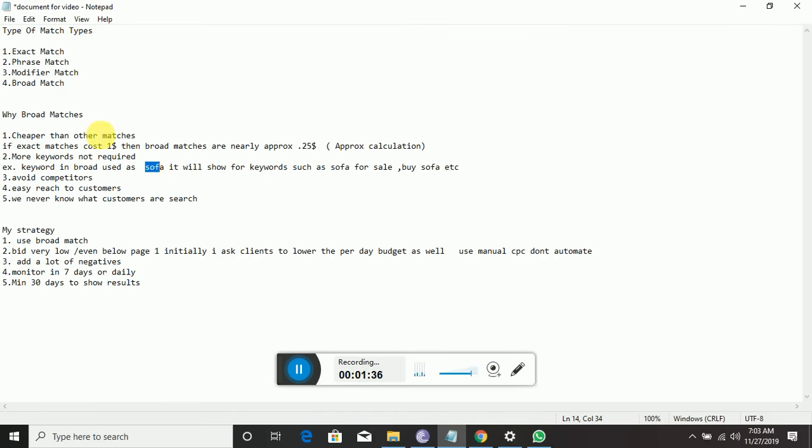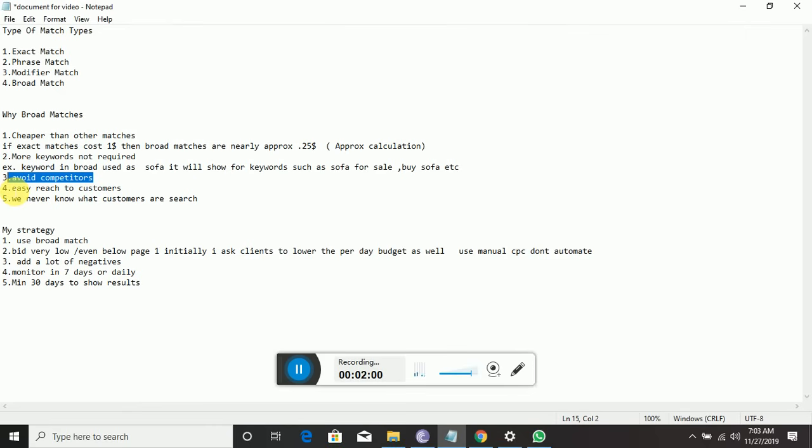One more thing is that when you use broad match, you can avoid your competitors, because nowadays more and more competitors are clicking on your ads. They are even hiring agencies and freelancers to click on your ads, so that your budget gets exhausted very quickly. No matter what software or tool you use, it's difficult to avoid your competitors nowadays.